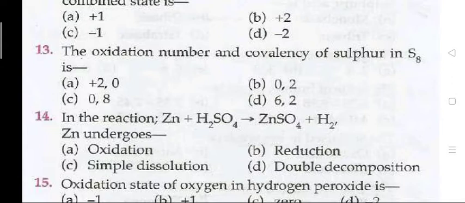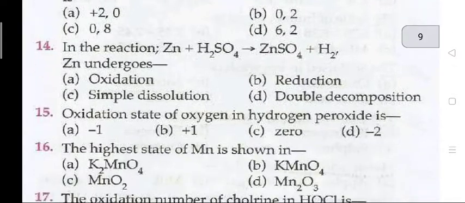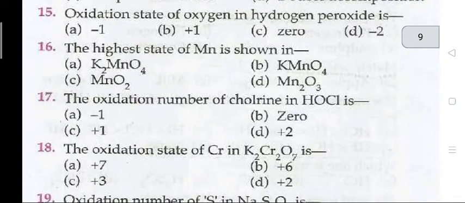Question number 14: the reaction of Zn plus H2SO4 gives ZnSO4 plus H2. The right answer is A, oxidation. Question number 15: the oxidation state of oxygen in hydrogen peroxide is -1. Question number 16: the highest oxidation state of Mn is shown in B, KMnO4. Question number 17: the oxidation number of chlorine in HOCl is C, +1.